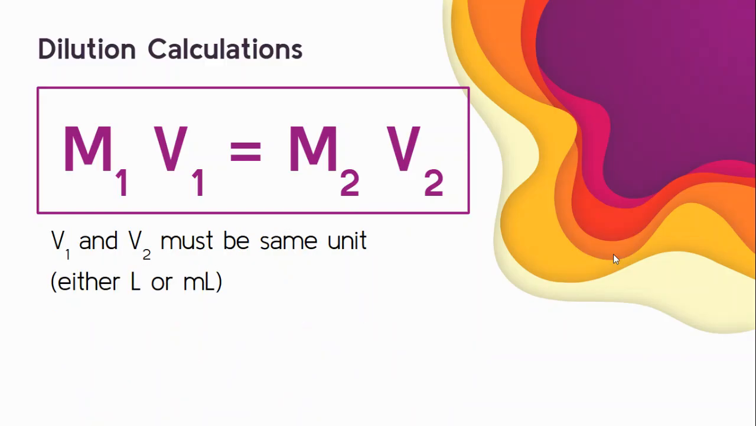The thing here is your volumes have to be the same unit, and it doesn't matter what that unit is. It could be liters or milliliters, it doesn't matter. If you want to stay in the habit of converting your volumes to liters, you can do that. But if I give you 2 volumes in milliliters, don't feel like you have to convert them. As long as they are the same, the calculation will come out to what it needs to be.